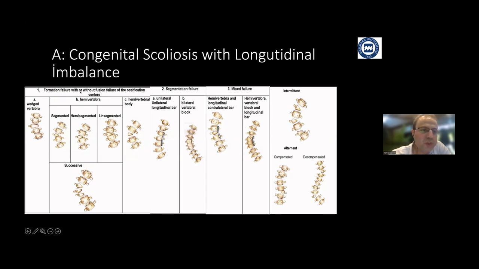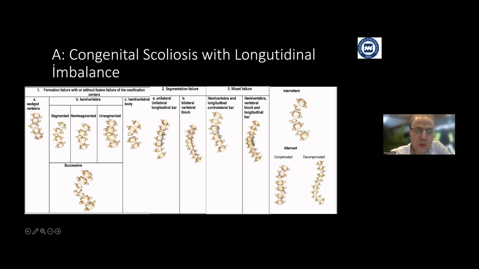One, formation failure, with or without fusion failure of the ossification centers. A wedged vertebra, and there is a hemivertebra. They divided the hemivertebra into segmented, hemisegmented, unsegmented, or successive. There are a lot of hemivertebra. And then hemivertebral body, and two, segmentation failure, unilateral longitudinal bar.